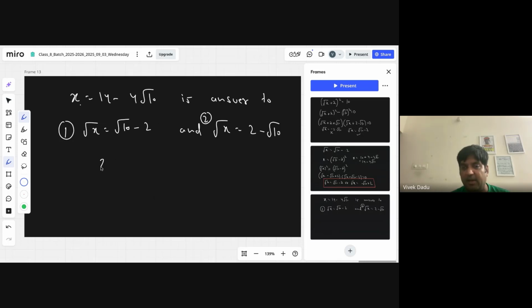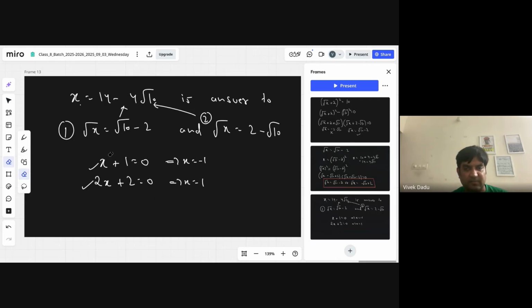For example, x plus 1 equal to 0, and you can say 2x plus 2 equal to 0. Both cases you will get x equal to minus 1. So you can have the same solution to two equations, or no? Just like x equal to minus 1 is a solution to this equation as well as this equation. Yes. So one thing is there is nothing wrong in it.